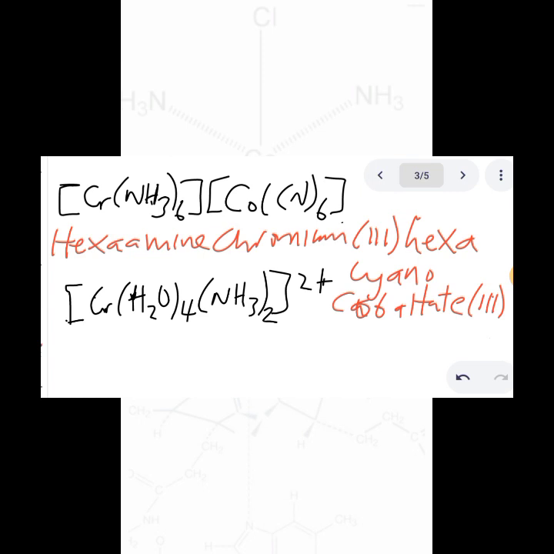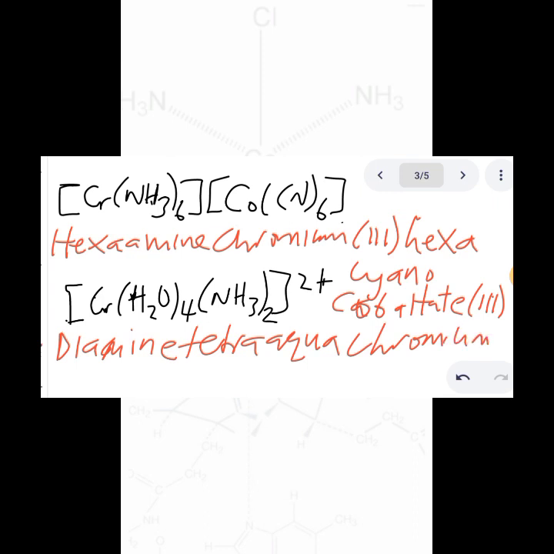Now for the second example, we have 2 neutral ligands. So we name the amine first before the aqua. So that will be diamine tetraaqua chromium 2 ion.